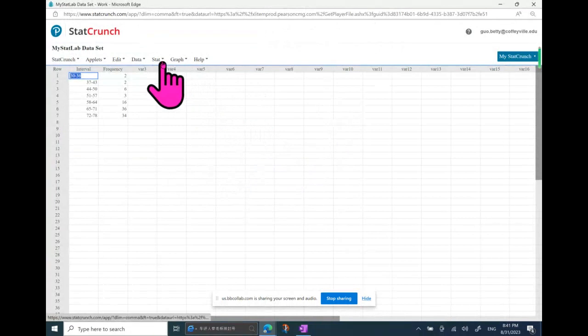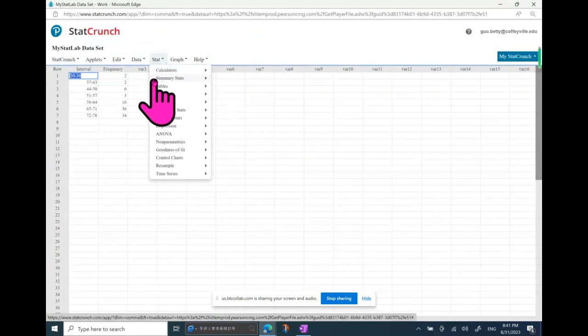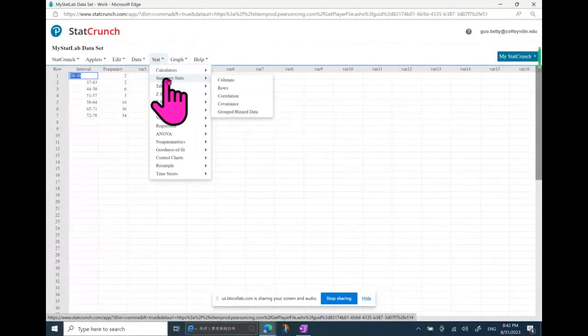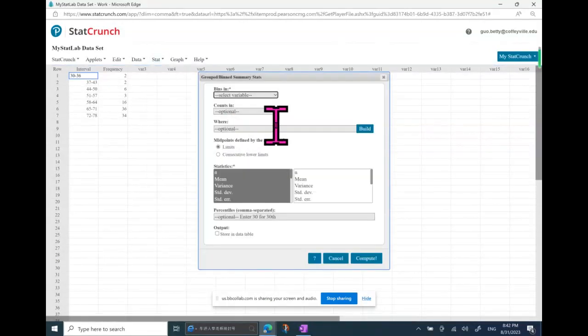You go to Stat, S-T-A-T. You would have a drop-down menu, right? And the second item is Summary Stats. When you point to Summary Stats, you will have another drop-down menu on the right. You are going to click the last one, Grouped Data, okay? Your bins, your classes are those intervals. From 30 to 36, that's the first class. 37 to 43, that's the second class. So your classes are those intervals, and your counts are the frequencies. All right, take care of those two things.